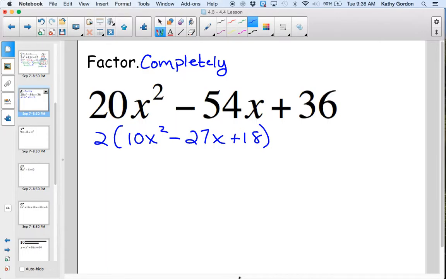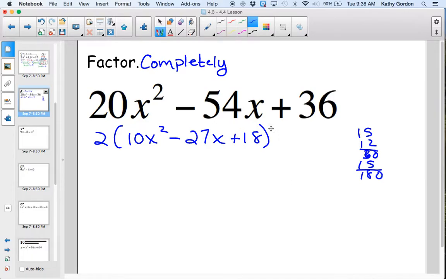15 and 12? So 15 times 12, that's a 10. Oh, nope, let's try 30. 15, 0, 8, 1. That looks good. And we would want to make them both negative, right? Because that's positive and that's negative.